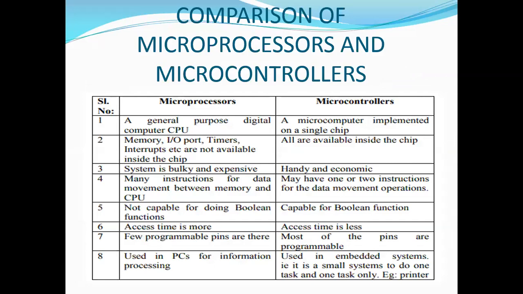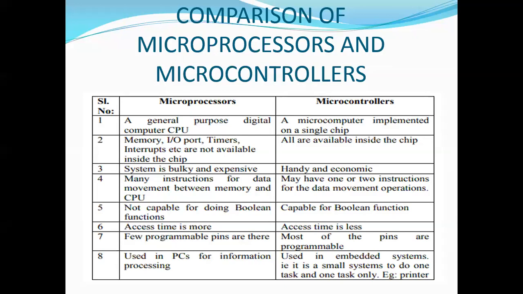What is the difference between microprocessor and microcontroller? Already we discussed that a microcontroller is a microcomputer inside a single chip. That is, everything available in a computer is available inside a chip, that is called a microcontroller. But in a microprocessor, only the CPU is inside. Memory, that is RAM and ROM, is not available. Input and output, IO ports, timers, interrupts are not available inside the chip. Everything is in separate ICs in microprocessors, but in microcontrollers, everything is available in a single chip.